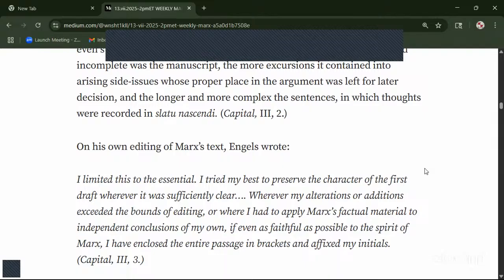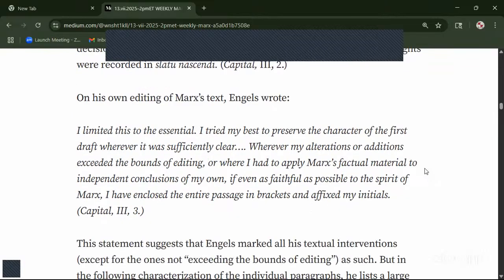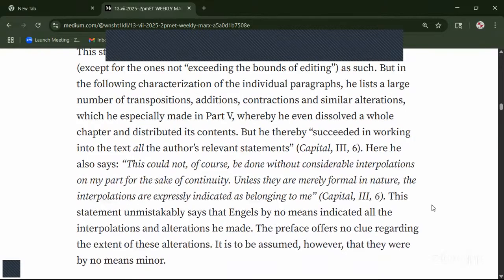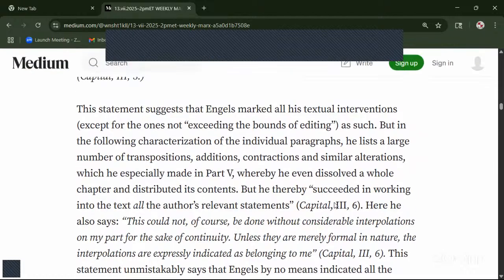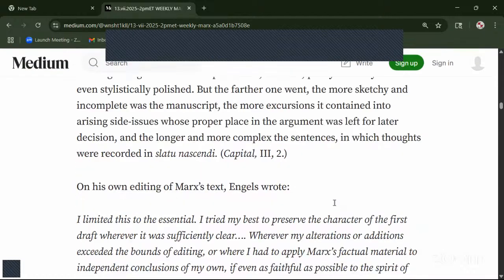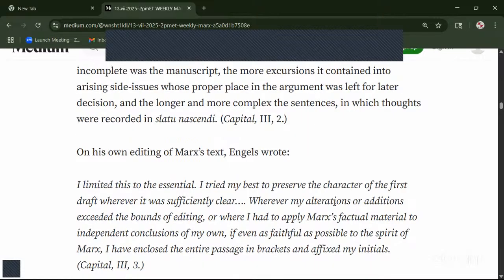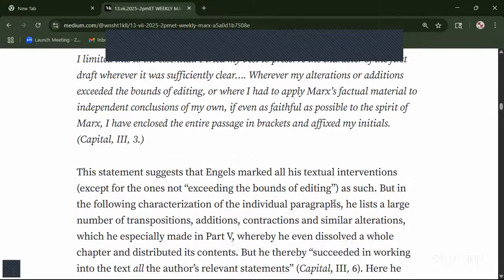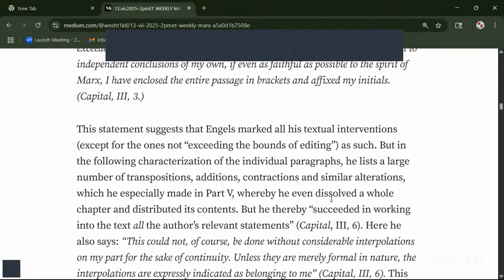Well, he didn't quite do that, and that's where Heinrich takes Engels to task. The statement suggests that Engels marked all his textual interventions, except for the ones not exceeding the bounds of editing, as such. But in the following characterization of the individual paragraphs, he lists a large number of transpositions, additions, contractions, and similar alterations, which he especially made in Part 5, whereby he even dissolved a whole chapter and distributed its contents.